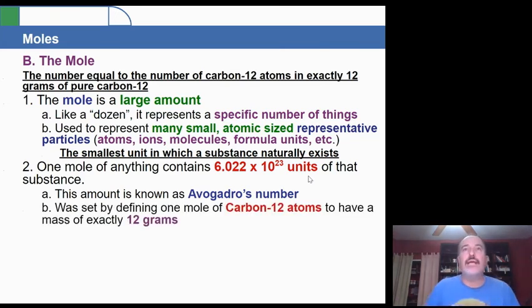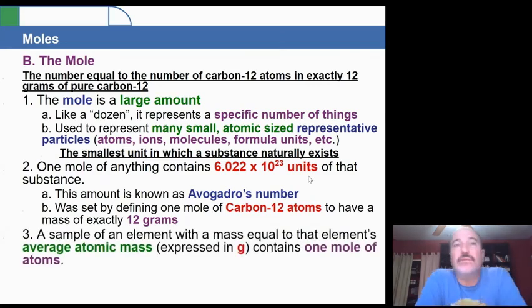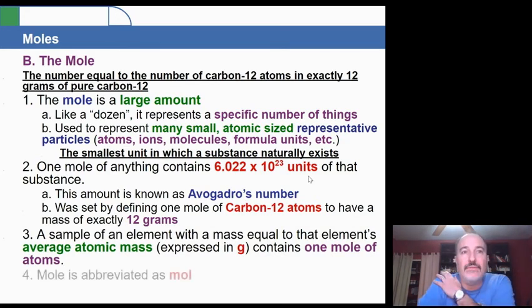That's why the definition was set by saying, if you have exactly 12 grams of carbon 12 atoms, that's how many a mole is going to have. Whatever number of atoms make 12 grams, that's how many is going to be 1 mole. And it turned out, after many painstaking measurements, he figured out that it was equal to 6.022 times 10 to the 23rd. So a sample of an element with a mass equal to that element's average atomic mass, expressed in grams, contains 1 mole of atoms.